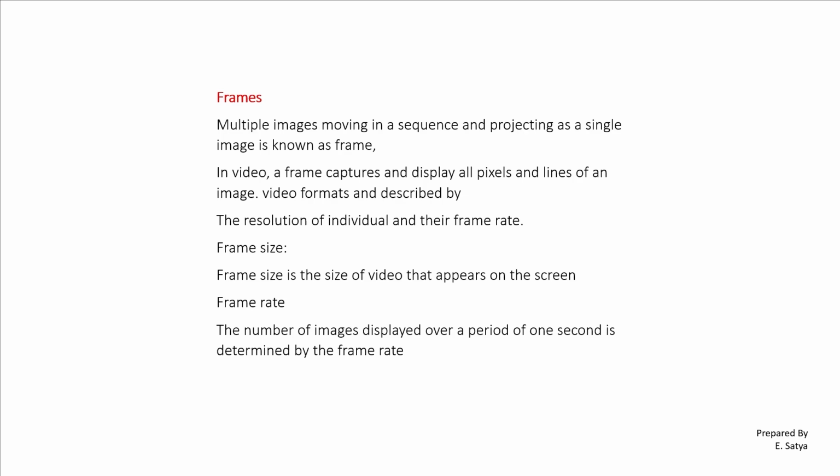In video, a frame captures and displays all pixels and lines of an image. Video formats are described by the resolution of individual frames and their frame rate. Frame size is the size of the video that appears on the screen. And what is frame rate? The number of images displayed over a period of 1 second is determined by the frame rate. So we have to understand this very carefully.